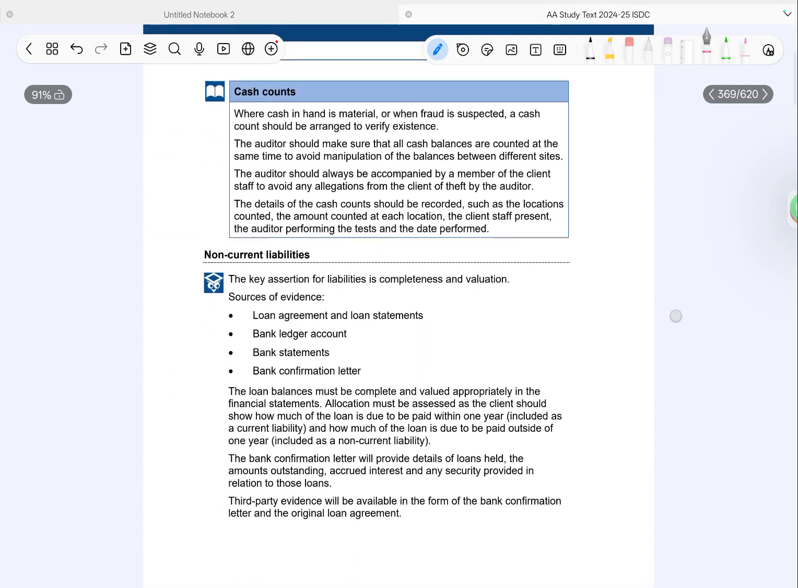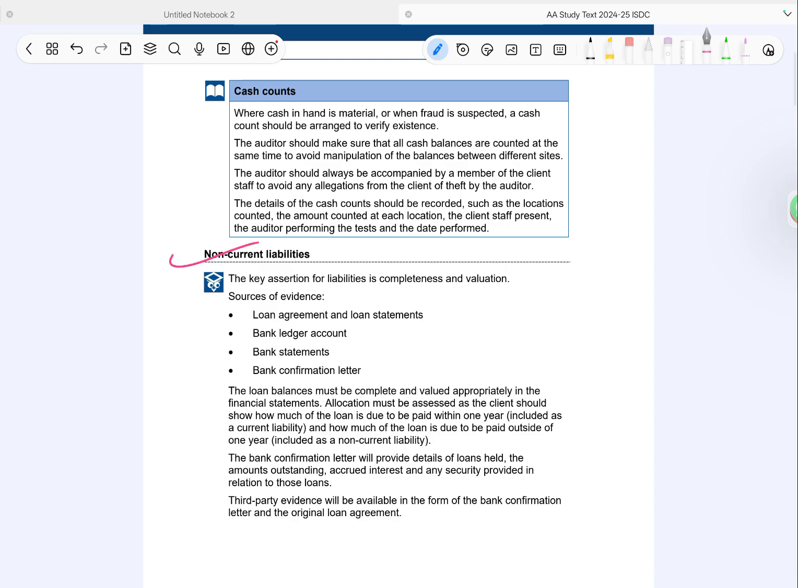So, when cash is in hand, and significant fraud or error is suspected, the auditor should perform a cash count to verify existence. All cash balances must be counted at the same time to prevent any manipulation between locations. The auditor should also be accompanied by a member of the client staff to avoid any allegations of misconduct. Details of the cash count must be properly recorded, including locations, amount counted, staff present, the auditor involved, and the date.